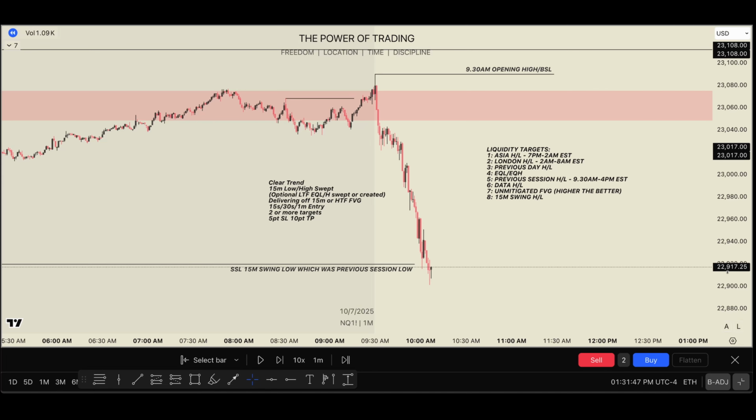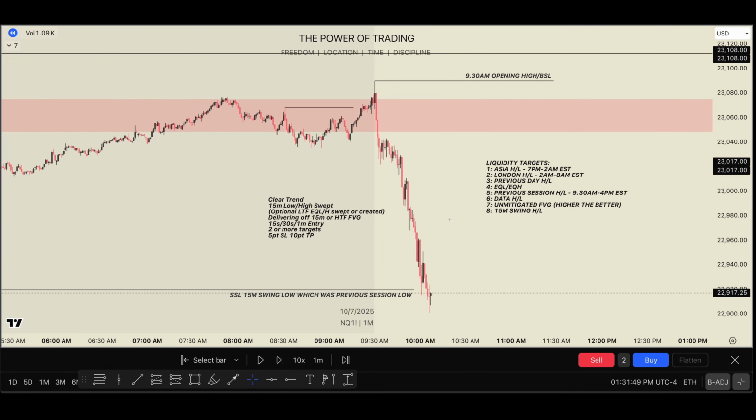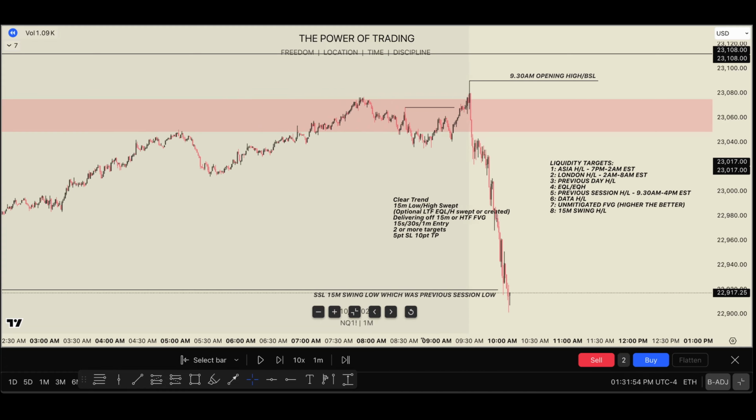So let's just run through this trade before I drag on too much. So again, we've had the context of, we've had a massive push up.